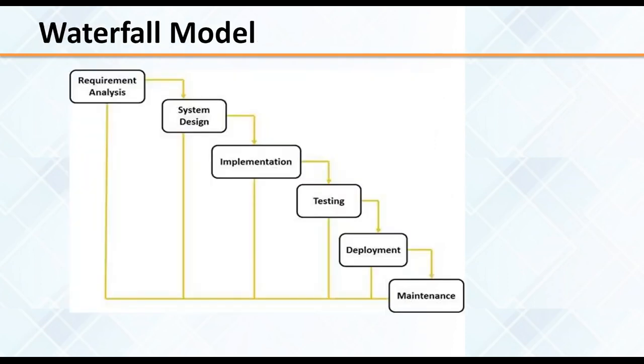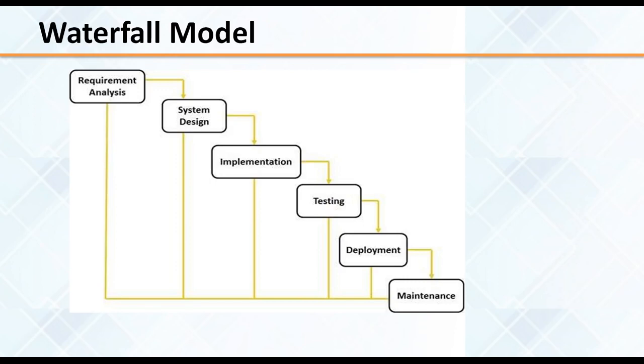Waterfall model. The waterfall model is nothing but water flowing from top to bottom, right? The same sequence is followed. There are multiple phases, like requirement analysis, system design, implementation, testing, development, maintenance. All these are different phases in the waterfall model. In this model, each and every activity happens one after another. Let us discuss the main advantage and the disadvantages of this model. First, the advantages.